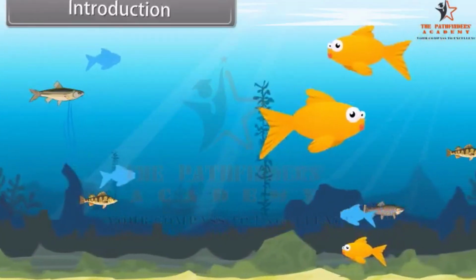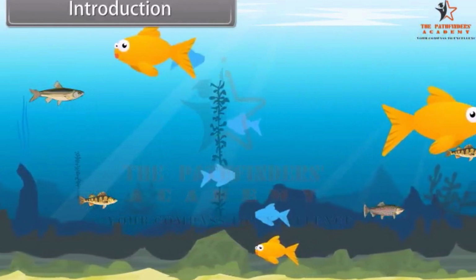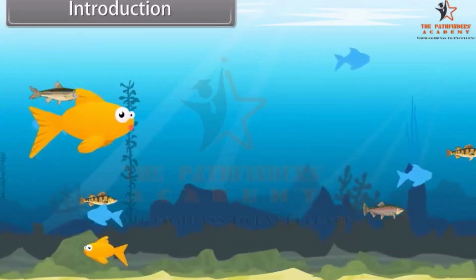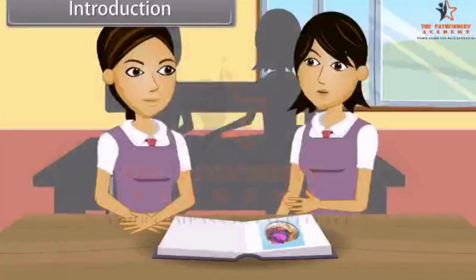Introduction. As we have discussed earlier, there are about 1.2 million animal species with great diversity of life. These animals differ from one another in their habitat, level of organization, body plan, symmetry, body cavity, germ layer, mode of locomotion, respiration, excretion, reproduction, etc.